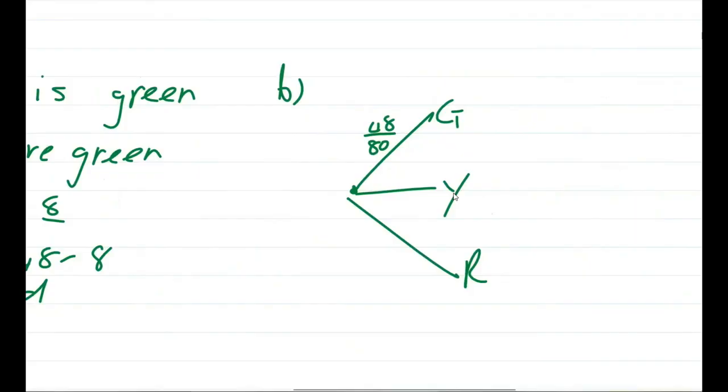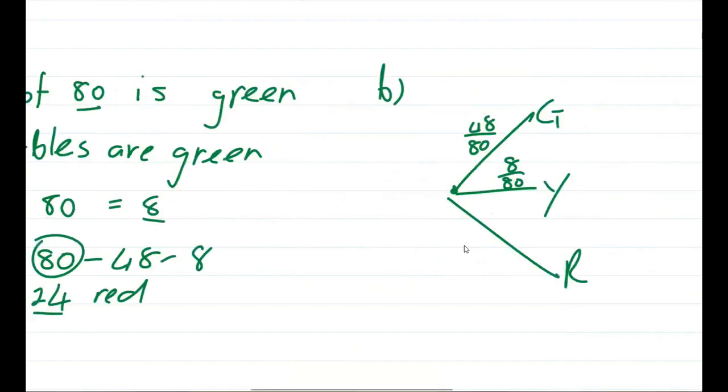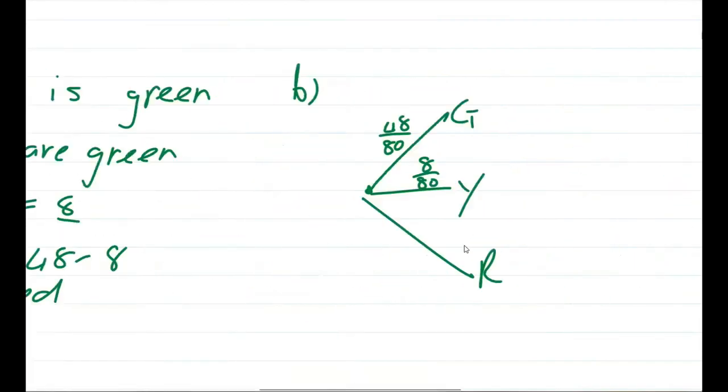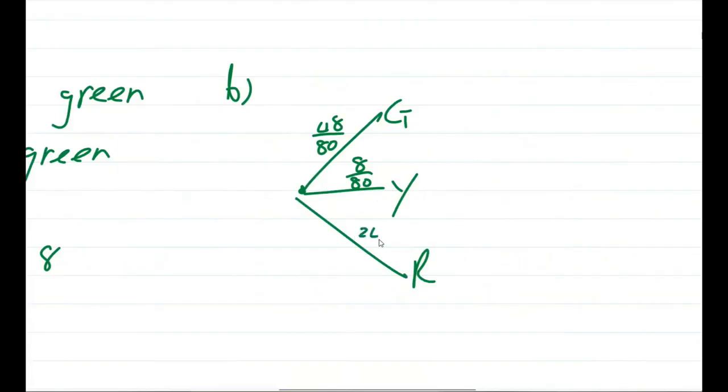All right, yellow marbles. How many yellow marbles? What is the probability of finding a yellow marble? 8 over 80, which is just 10%. And for the red marbles, what's the probability of getting a red marble? 24 over 80.